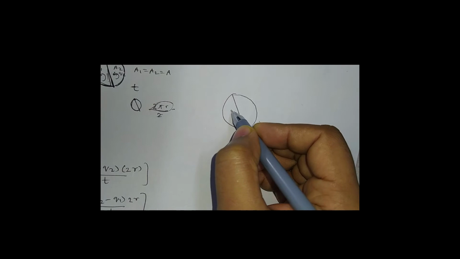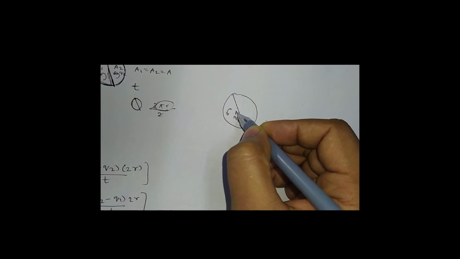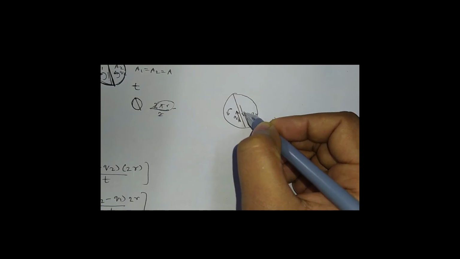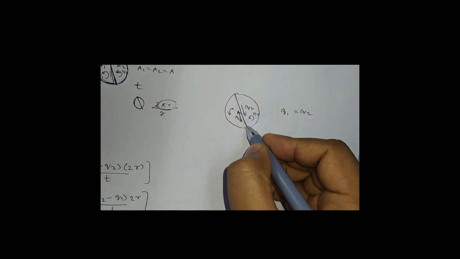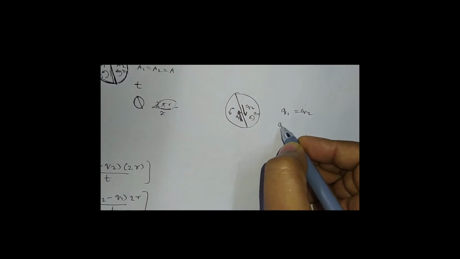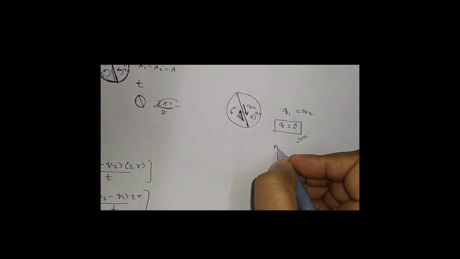Okay, now we already know that Q1 is flowing in this direction, and Q2 is also flowing in this direction, as Q1 equals Q2. As these two are in opposite direction, the net shear flow in the central web will be equal to 0. So this is the reason why the B answer is correct.